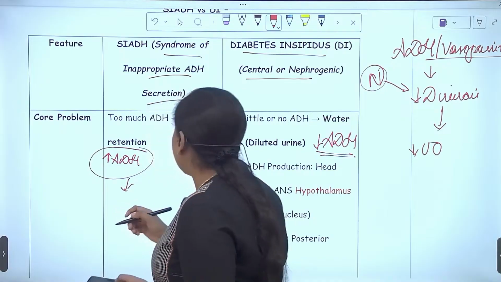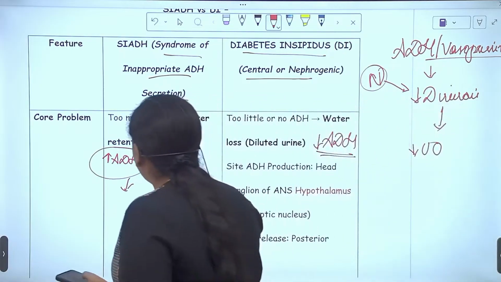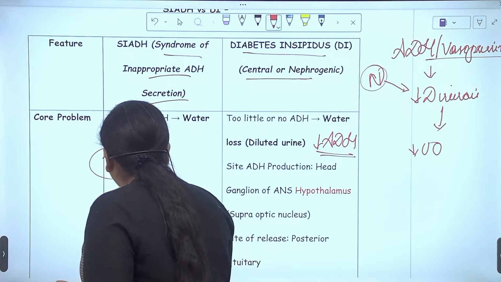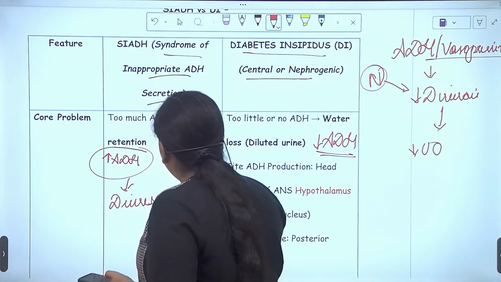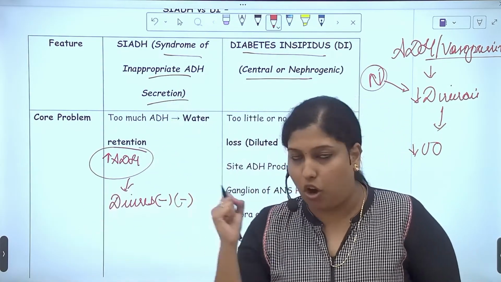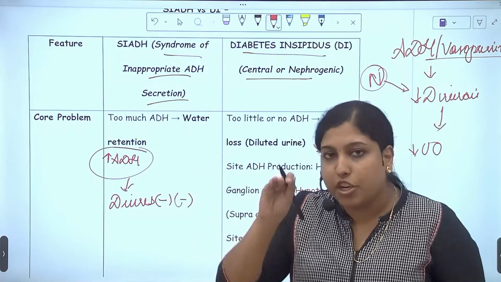If ADH is going to be produced more, what will happen? There will be reduced diuresis. ADH is antidiuretic hormone, right? So what is its effect on diuresis? It will reduce the diuresis.